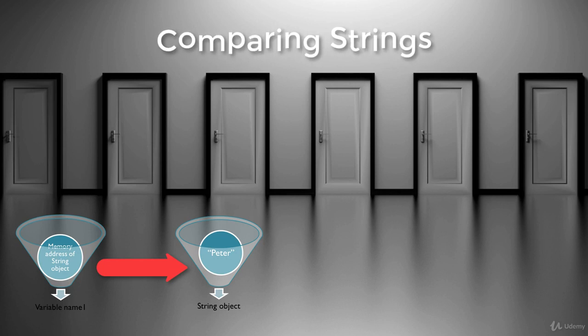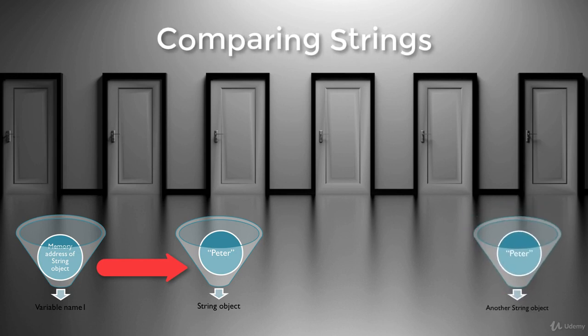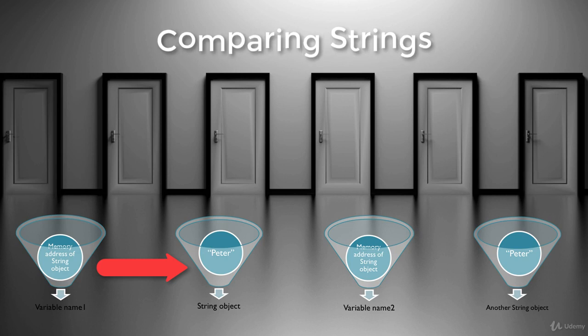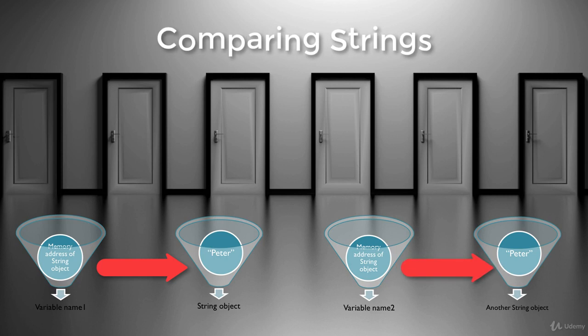Let us look at another example. Firstly, the string object with the text Peter will be created in memory. Then the name2 variable will be created and can store only the memory location of an object of type string or text. In this case, it will store the memory location of the text Peter. Again, not the text itself.